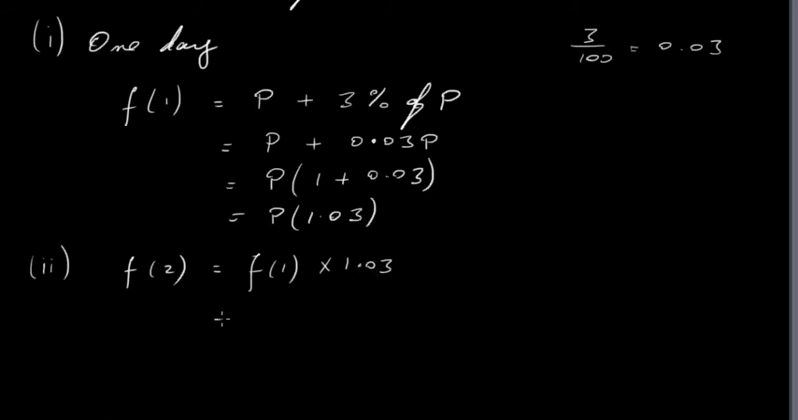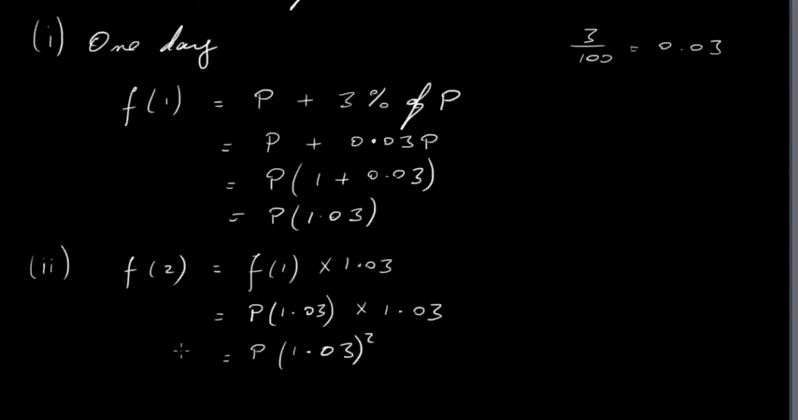So F1 we know is P 1.03, that's f of 1, and we've got to multiply that by 1.03 here. So that's just going to be P 1.03 squared. 1.03 times 1.03 is 1.03 squared. So this is after 2 days.